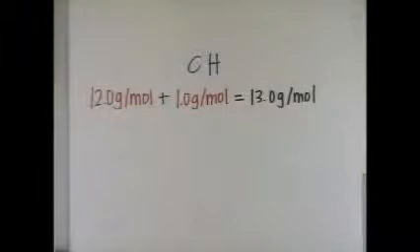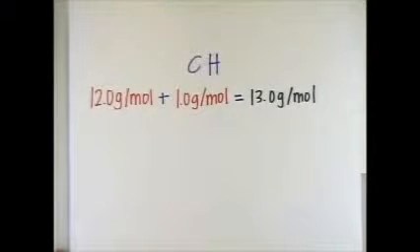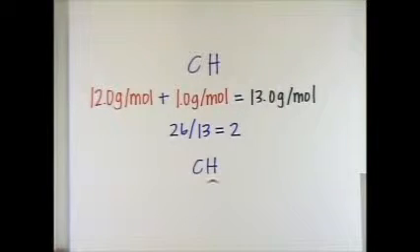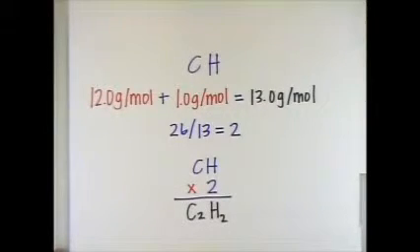Let's see how you did. My students are going to guide you through the correct solutions. The molar mass of CH is 13.0 grams per mole. So I take 26 grams per mole and divide by 13 grams per mole to get 2. Then I multiply CH by 2 to get C2H2. Perfect!